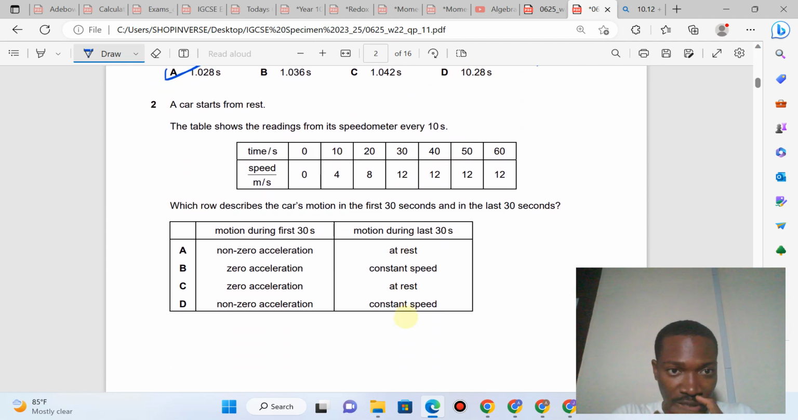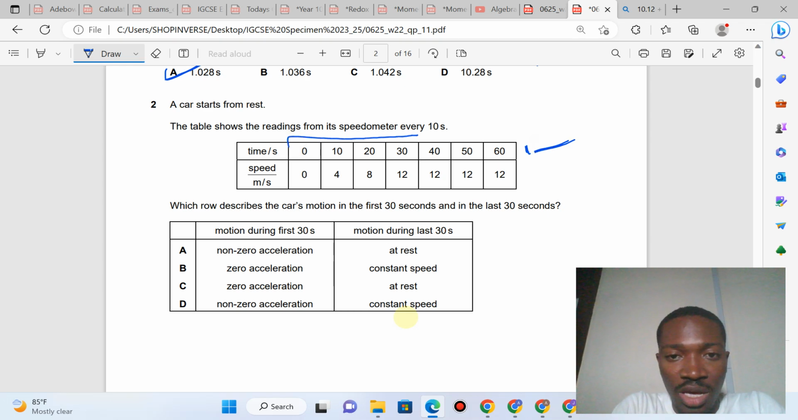Question 2. A car starts from rest. The table shows the reading from its speedometer every 10 seconds. Which row describes the car's motion in the first 30 seconds and in the last 30 seconds? Now this row here shows the time, and the first 30 seconds would be from here to here. During the first 30 seconds, take note that the speed keeps increasing by 4. 0 plus 4 gives you 4, 4 plus 4 gives you 8, you keep adding 4.